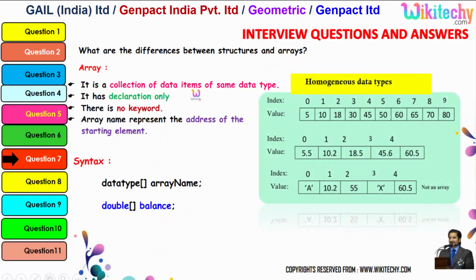Whereas an array is a collection of data items of similar data types. It has only a declaration and no keyword. Previously we used the struct keyword, but there is no keyword like that for arrays. The array name represents the address of the starting element.